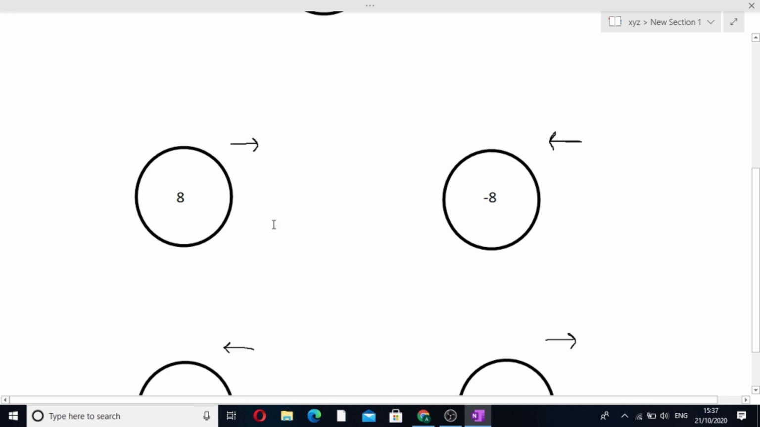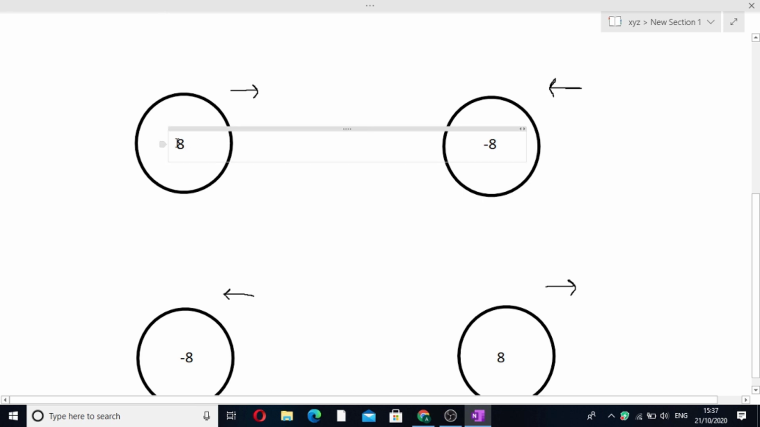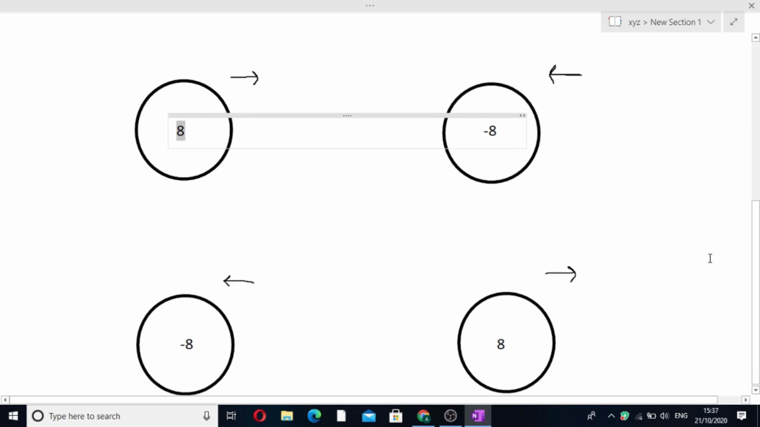So if we consider them on an x-axis, this 8 and this minus 8 are moving with the same speed and they will collide with each other. So the result will be empty, because they are of the same mass, so both of them will get exploded. But I am saying again and again that the order matters: first 8 is coming and then minus 8 is coming, so therefore they will collide.